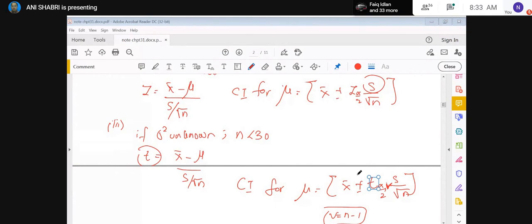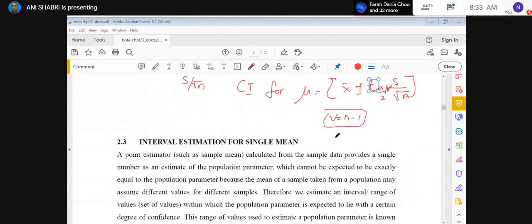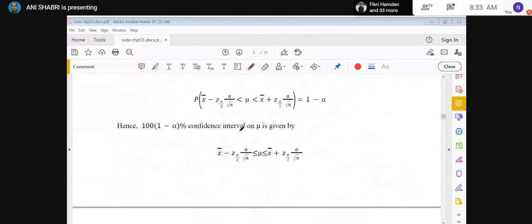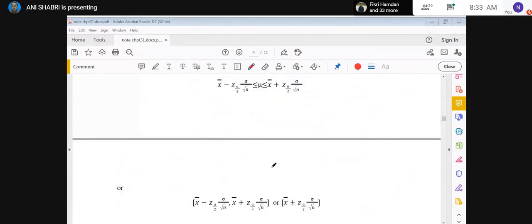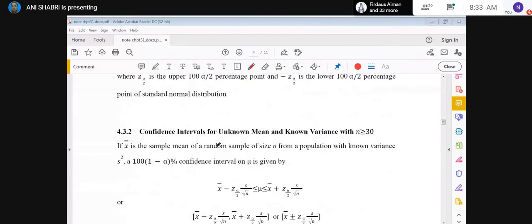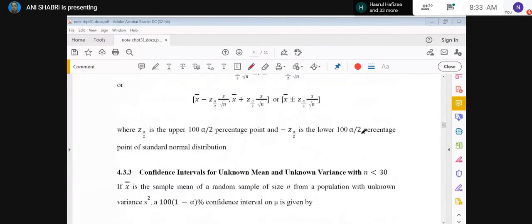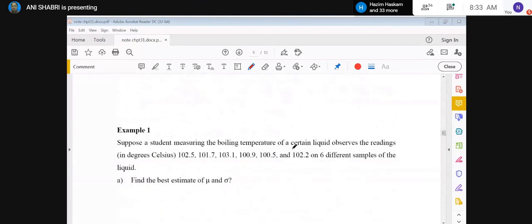Okay, we look at how to use these formulas. We have 3 formulas. This is the note, which I just summarized. Number 1 is for sigma given. Number 2 is for sigma not given and n greater than 30. This is the formula. Okay, we look at this example.